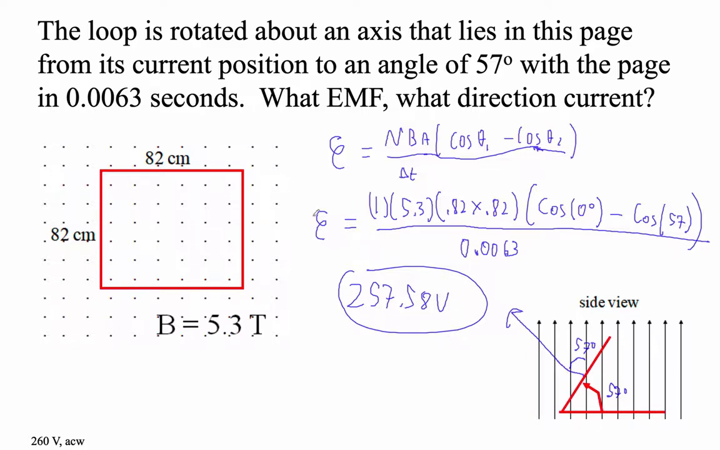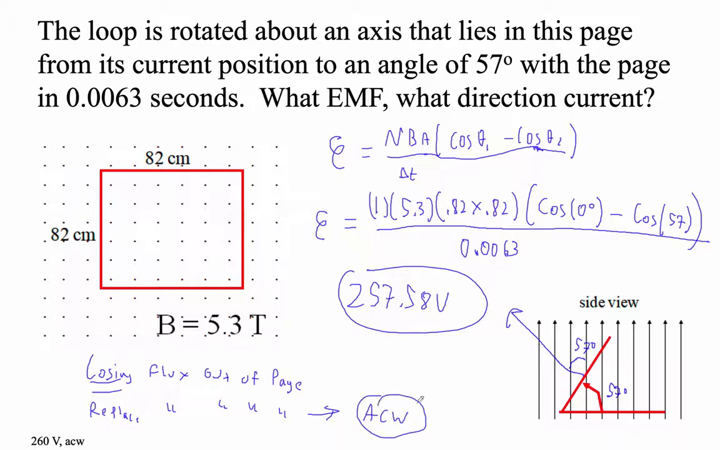Well, let's figure it out. I feel like what's happening is we're losing flux out of the page, right? So what we do, if we lose stuff, we replace it. So we're going to replace flux out of the page, right? The way to make flux go out of the page is to have the current flow anti-clockwise in that loop, okay?